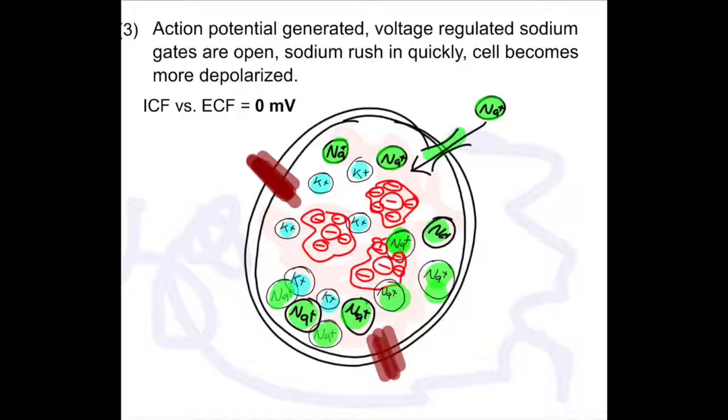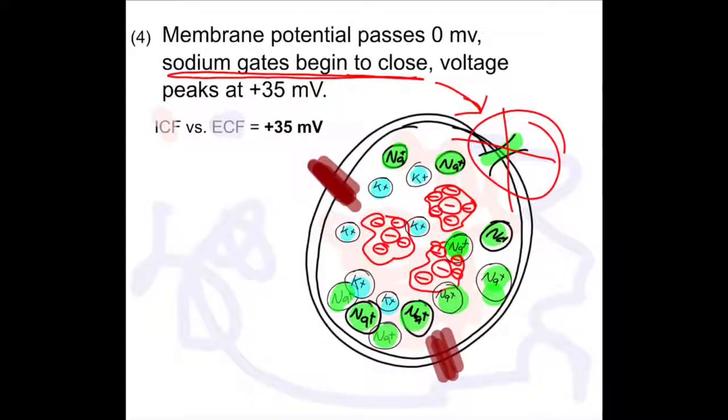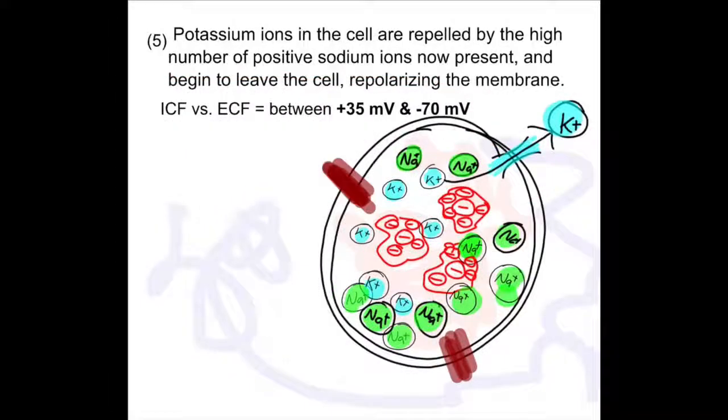Voltage-regulated sodium gates open quickly, allowing sodium ions to rush into the cell, further depolarizing the membrane. As the membrane potential passes 0 millivolts, sodium gates begin closing. The voltage peaks around positive 35 millivolts. This means there are more positive ions inside the cell than the large negative proteins that cannot escape.